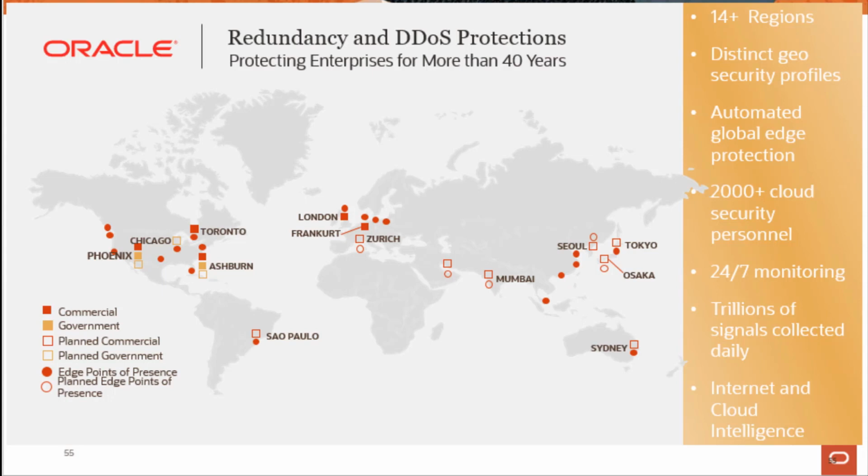Pretty much all the major cities in the US either have a data center or availability domain, or will soon have it. There are distinct geosecurity profiles, automated global edge protection, 24/7 monitoring, and a lot of other features and functionality.